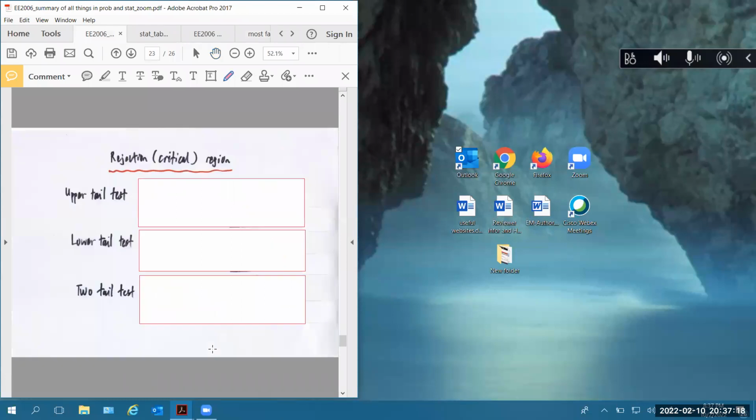Now you go to another page. So this page is about the rejection region, now also known as critical region. So our rejection region actually got upper tail, lower tail, two tail. That's why you see all these upper tail, lower tail, two tail, right? And they all depend on our H1, whether it's more than, less than, or not equal. Okay, now you see here, your H1.